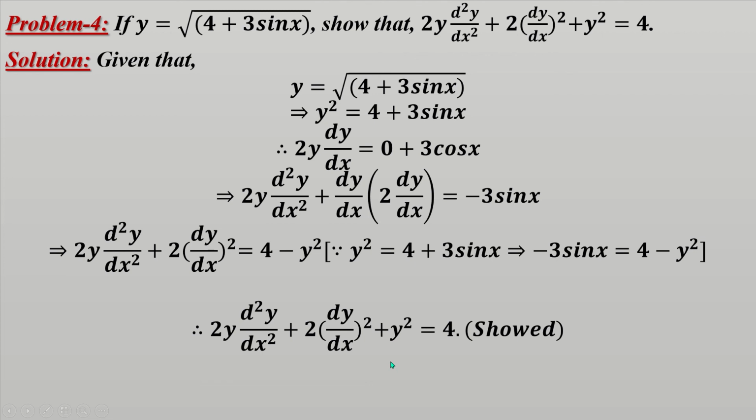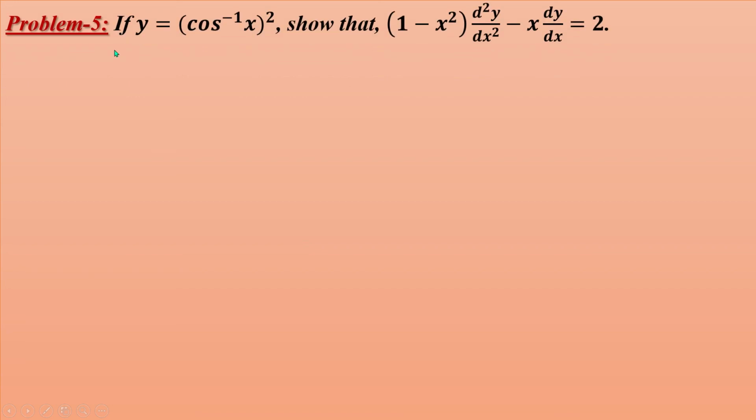Clear everyone? Okay. Problem 5. If y is equal to cos inverse x whole square, show that 1 minus x square into d square y by dx square minus x dy by dx is equal to 2. That is when you have to find the second order derivative.